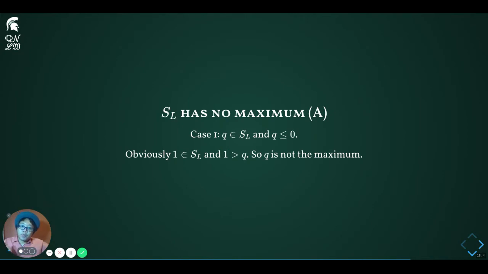To complete the proof, we need to show that SL has no maximum. As before, there are two cases for SL, since elements of SL are either non-positive or positive and square to something less than 2. In the first case, if Q is a non-positive element, since the positive number 1 is an element of SL, we see that Q cannot be a maximum.